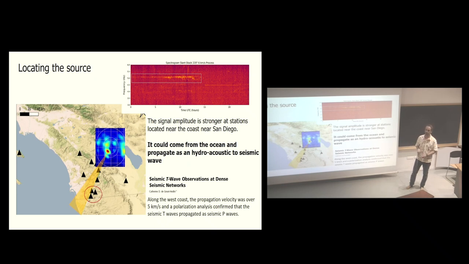This is very different from the eastern coast of the US, where the T waves convert mostly as surface waves due to the topography of the ocean bottom on the east coast. Here you have a very steep slope at the ocean bottom, which generates conversion from acoustic directly to P wave. So that's the only information we have.